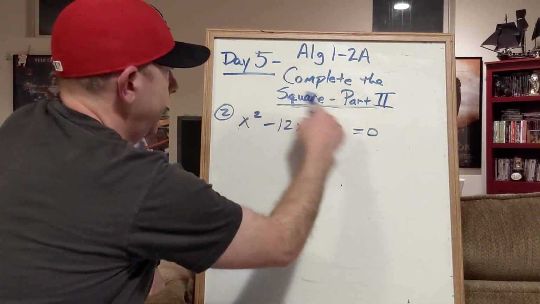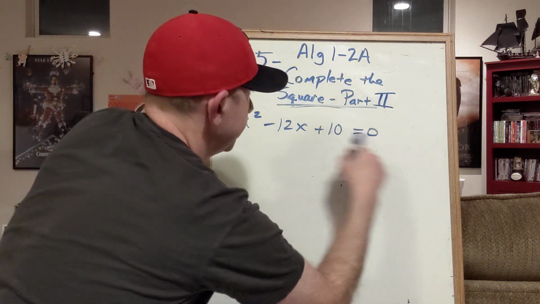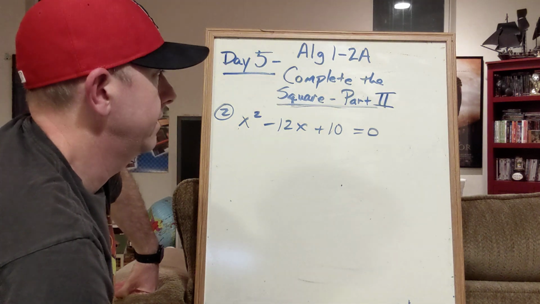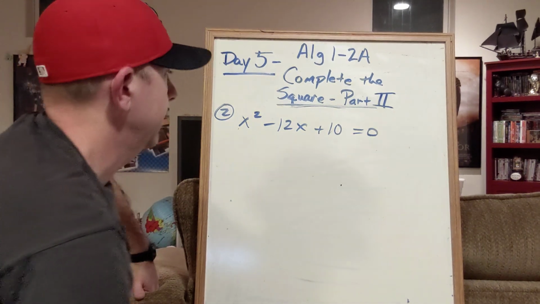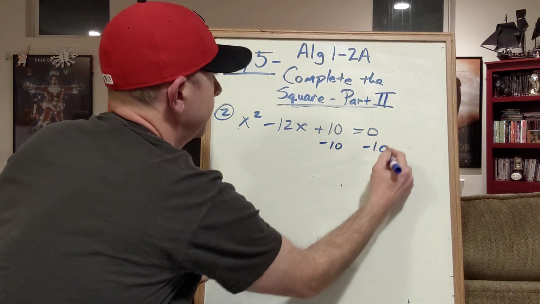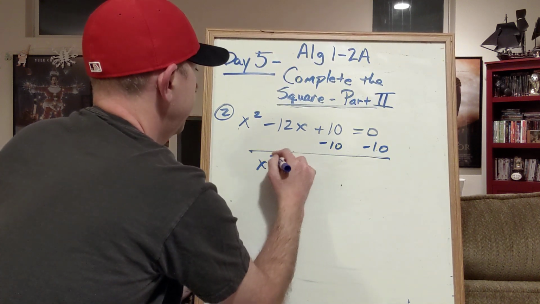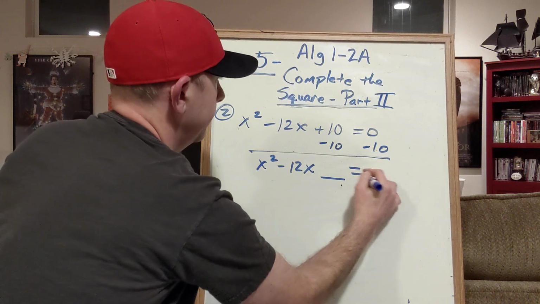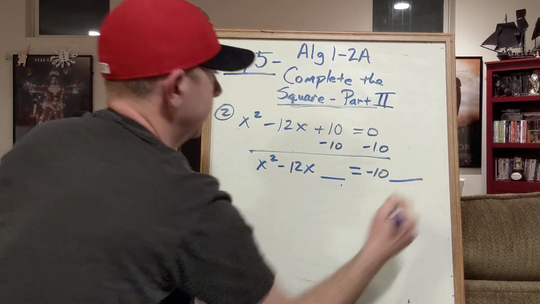So if we tried to do a times c, are there any factors of 10 that will combine to 12? No, it's not possible because 1 times 10 would be the closest. You get 11. That's not possible. So this is where we have to do completing the square. So we're going to move the 10 over so that we get completing the square form. All right, so we're going to leave a blank here, negative 10 there, and a blank there.